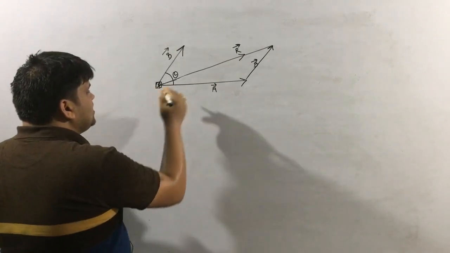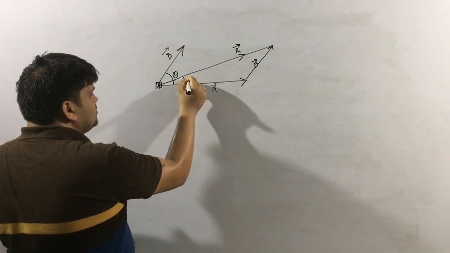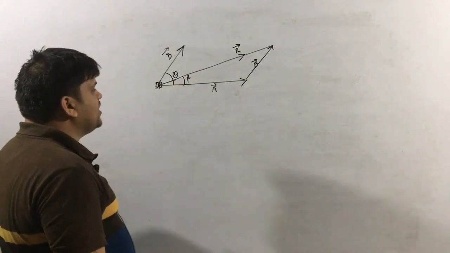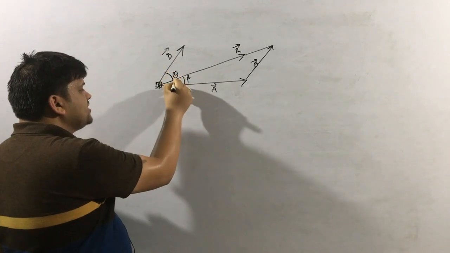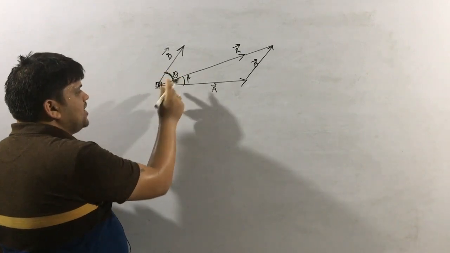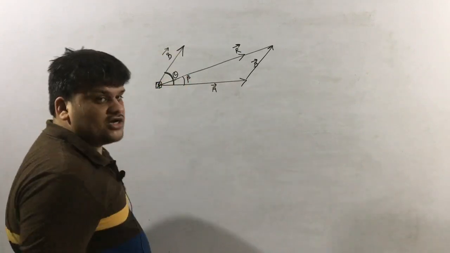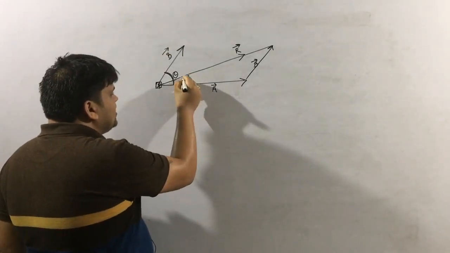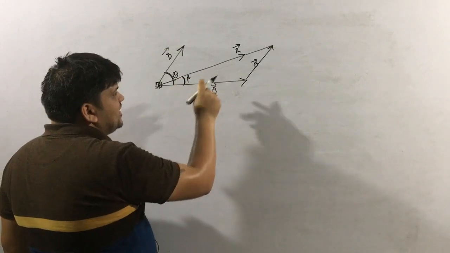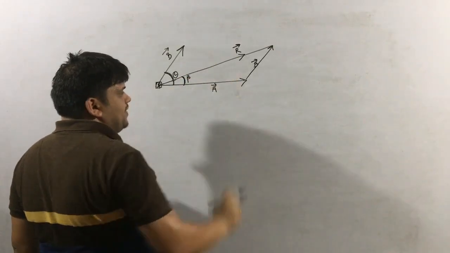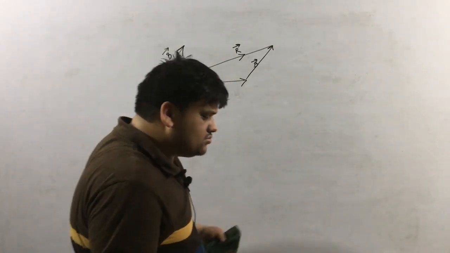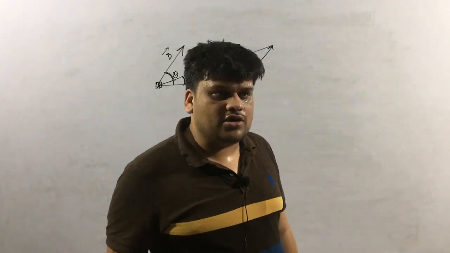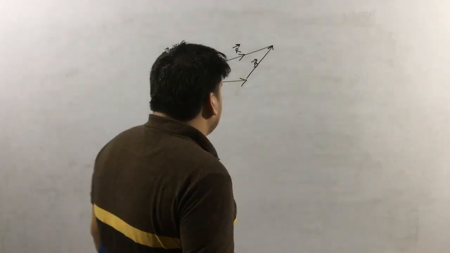Now let me give this the name beta. See clearly what is angle theta and what is angle beta. Theta is the total angle between A vector and B vector, which must be given. Beta, I have just given it a name, an angle between A vector and R vector. For now, let beta be just an angle. Later on, we will understand what that beta represents.